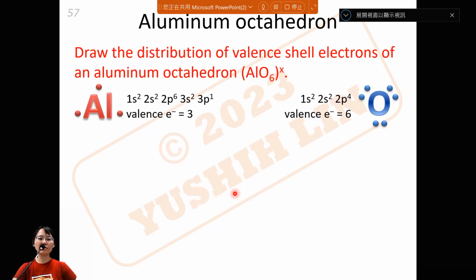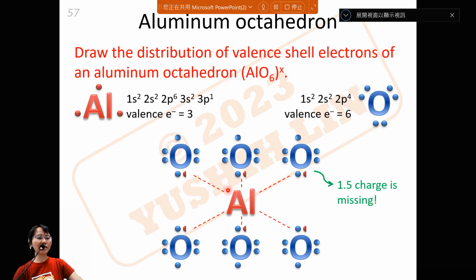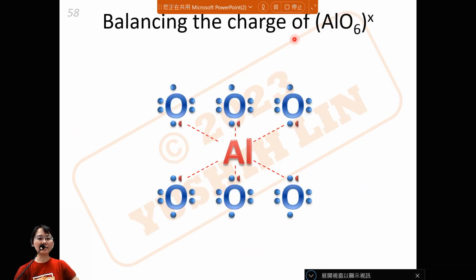Draw the distribution of valence shell electrons of an aluminum octahedron. Very complicated. The valence shell number of aluminum is 3, oxygen 6. Aluminum has only 3. It has to distribute these 3 electrons to 6 oxygens because its CN is 6. Oxygen needs 6 more. Therefore, for each oxygen, there is 1.5 charge missing. 1 here, 0.5 here. We need to balance the 1.5. How do we do that? We now want to balance this guy.